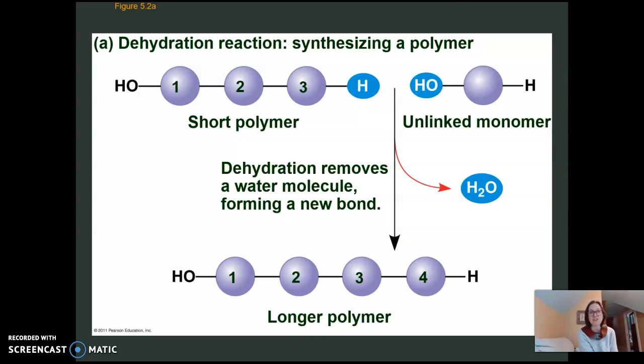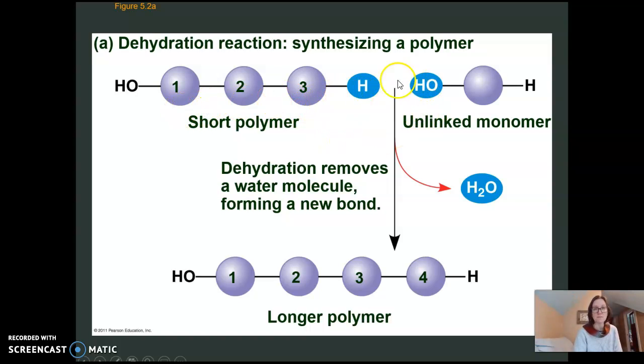Here's a picture of a dehydration reaction. So what we have here is a short polymer with 1, 2, 3 monomers. Okay. And here is one monomer over here. Now, monomers often have little functional groups attached to them. That's what this HO is. That's an oxygen and hydrogen. It's a hydroxyl functional group. You might see that in the text. And over here is a hydrogen.